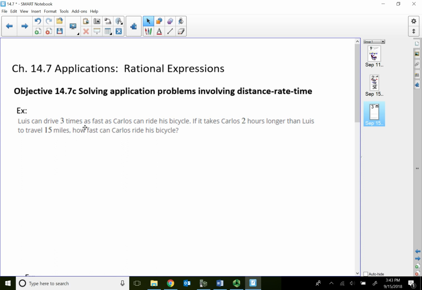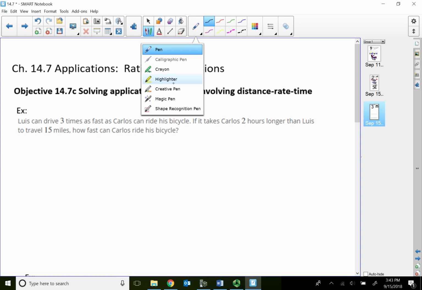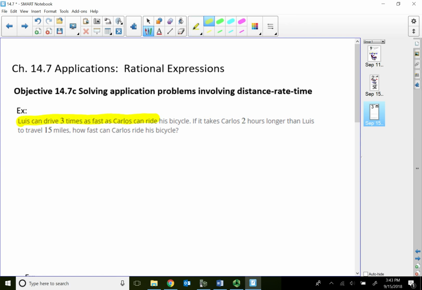Luis can drive 3 times as fast as Carlos can ride his bicycle. When I see the words 3 times as fast, I have to translate. I'm comparing Luis and Carlos. Since Carlos is the slower one, Carlos is going to be x. Luis is 3 times as fast, so that will be 3x. What I just translated are the rates, or their speeds. Be very careful, this is kind of strange. Luis is going faster than Carlos.